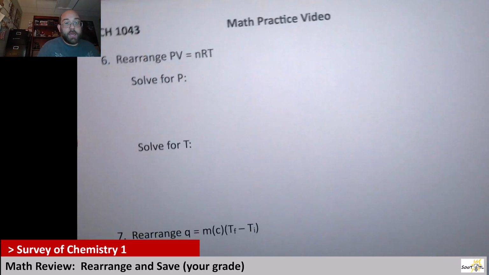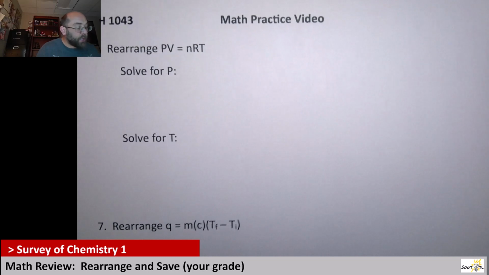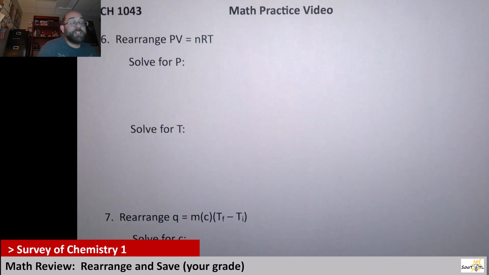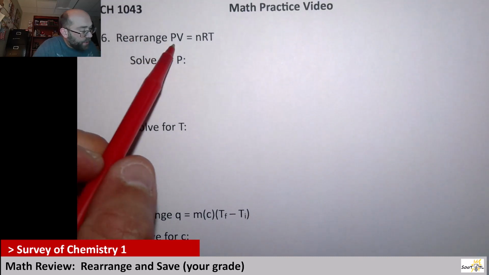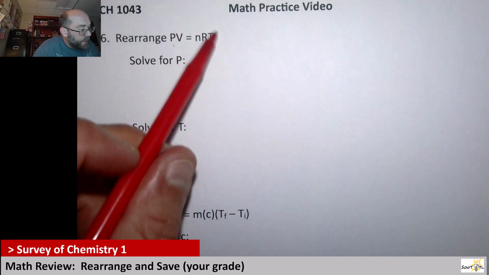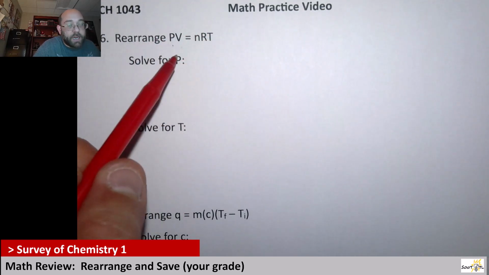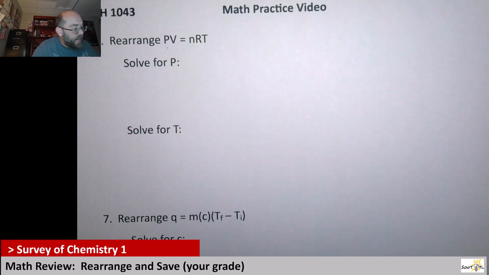But what do you do when you're actually given an equation? Here we have the ideal gas law. We'll learn all about this later, but the same algebra we just did, we can do if we don't have any actual numbers. So for instance, it says here, rearrange PV equals nRT, and in doing so, solve for P. You notice I don't have P isolated on either side. P stands for pressure.